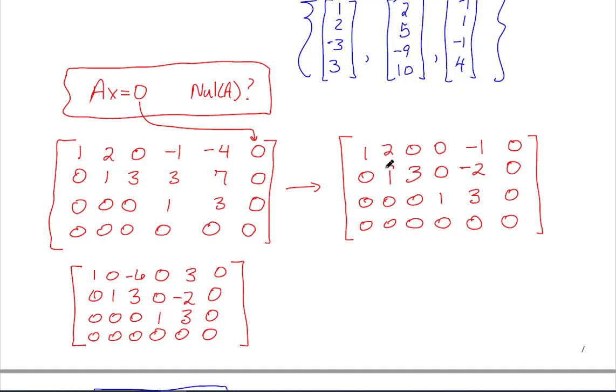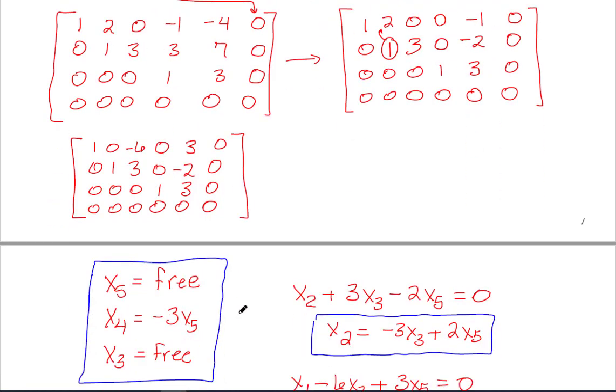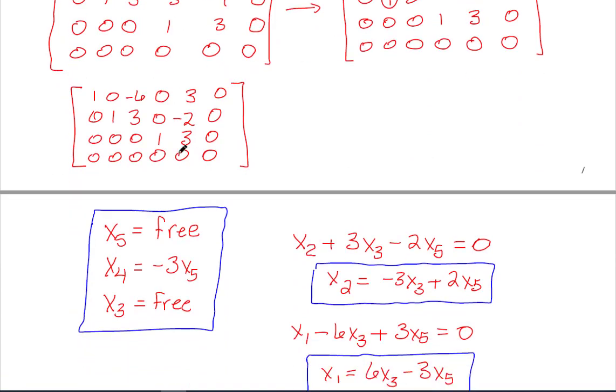So this 1, make a 0. Alright, so that's cleared out. Now I'm going to take this 1. I see some zeros there already. Alright, and so by doing that, I see, first off, the last row. So x5 is free. x4, which is here, is minus 3x5.